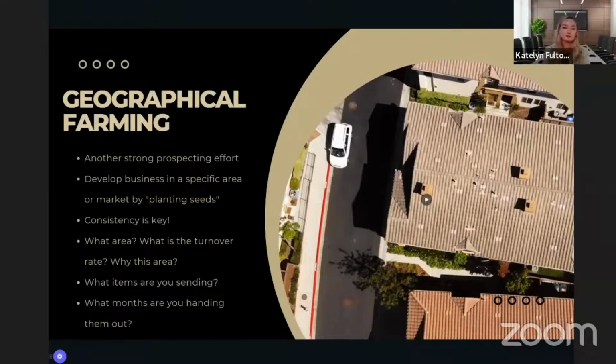So go through the map, and maybe we can help you figure out if that's an area worth investing in. You've got to decide what items you're going to be sending. So again, is it newsletters? Are you having community events? You've got to decide what you want to send and what months you want to send them out on.